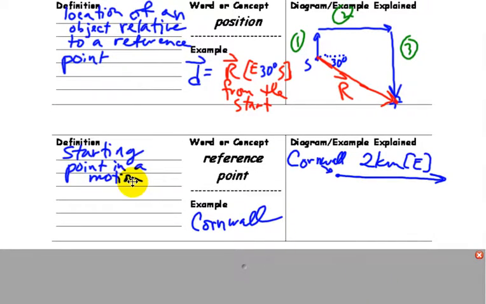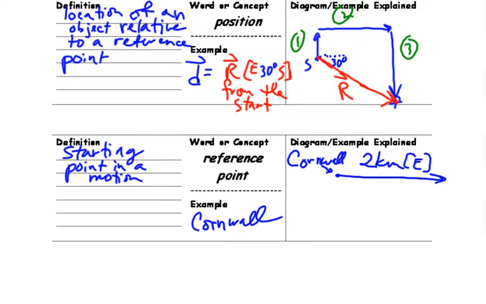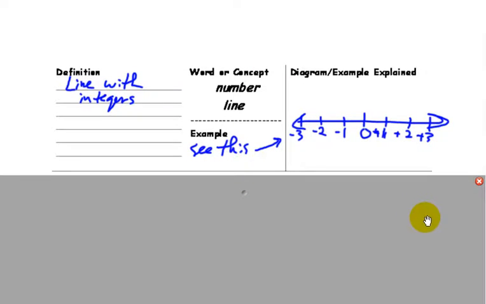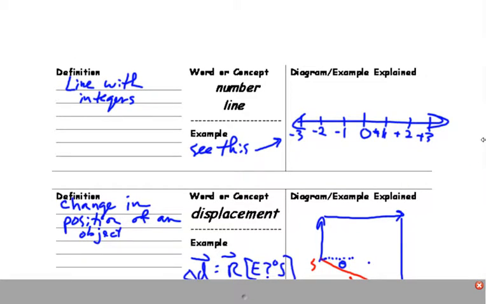Reference point is just your starting point. So earlier I mentioned a movement 2 kilometers east of the Cornwall, so the Cornwall would be the starting point. Okay, and the next page, number line, well, we know what that is. We've known what that is since grade 1. You could simply say a line that has integers on it, and including 0, of course.